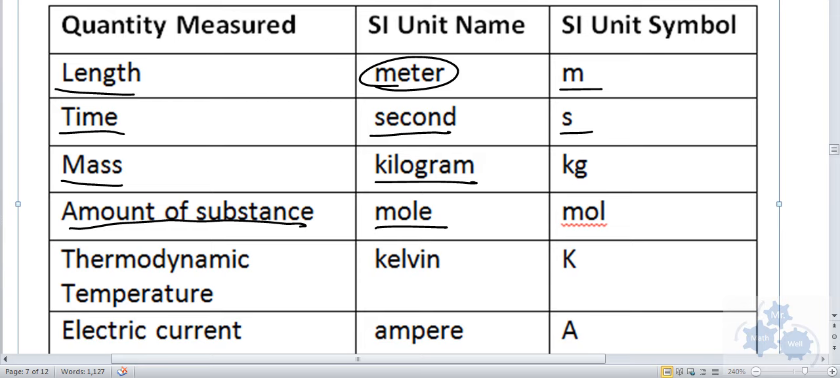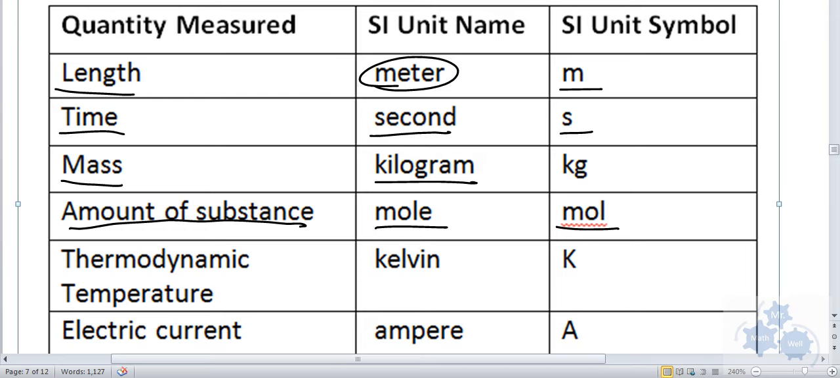And it all has to do with the periodic table and all that sort of stuff, the atomic masses that are on the periodic table. But we'll talk more about that later. That's a whole unit in itself, okay? But you just have to memorize this for now. Amount of substance, mole. And the symbol is MOL, okay?